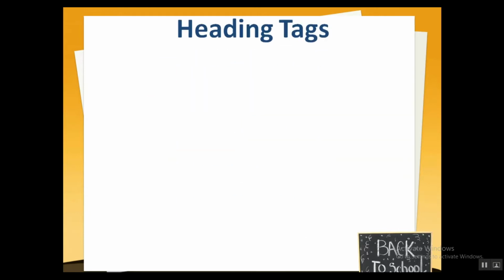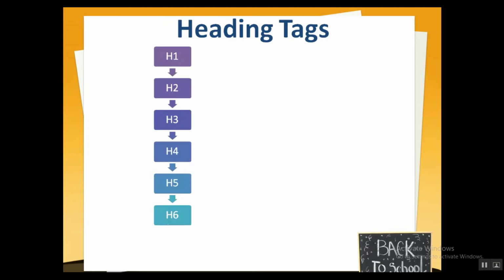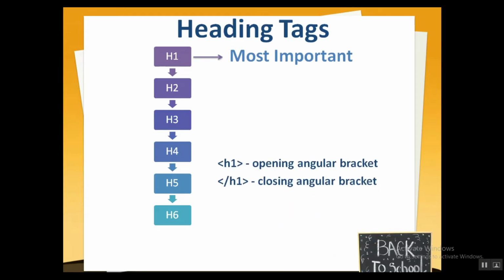Our next topic is heading tags. Headings are used to display the text as the highlighted text that's slightly bigger than the other text. In HTML, there are 6 different levels of headings starting from H1 till H6. H1 shows the highest heading. That means the most important text which will appear in the bigger size and bolder.